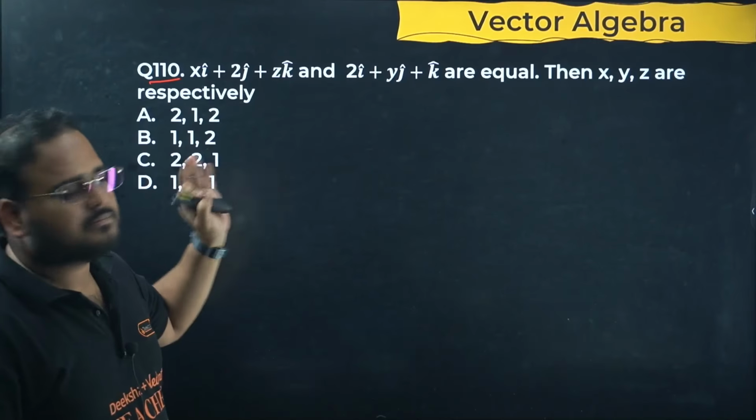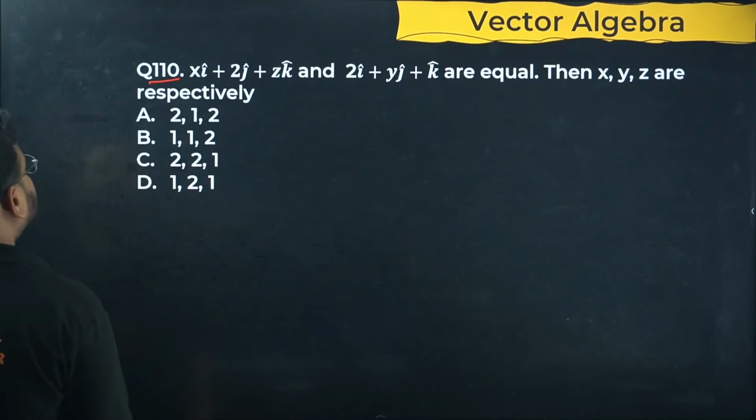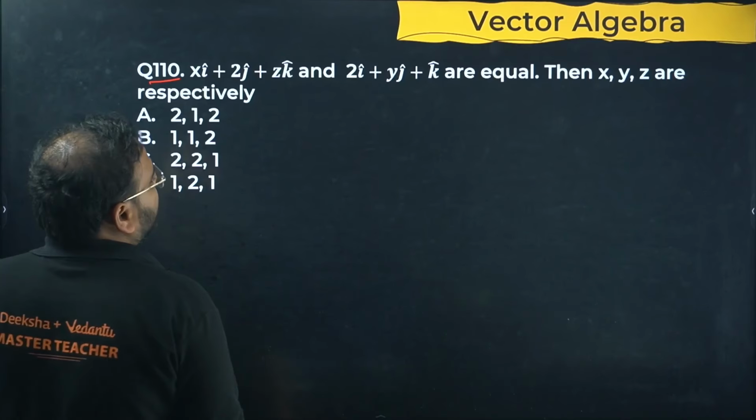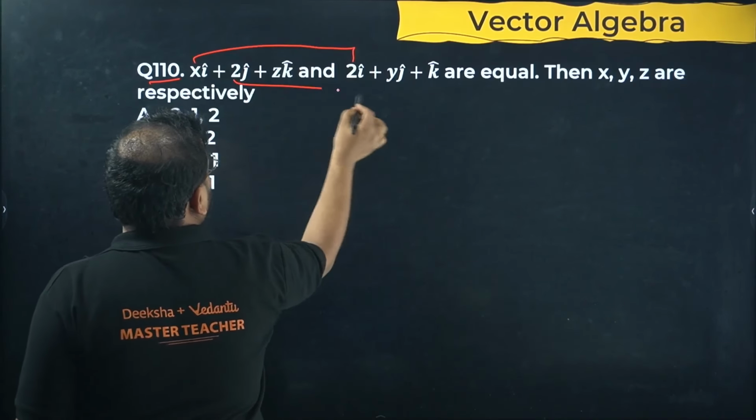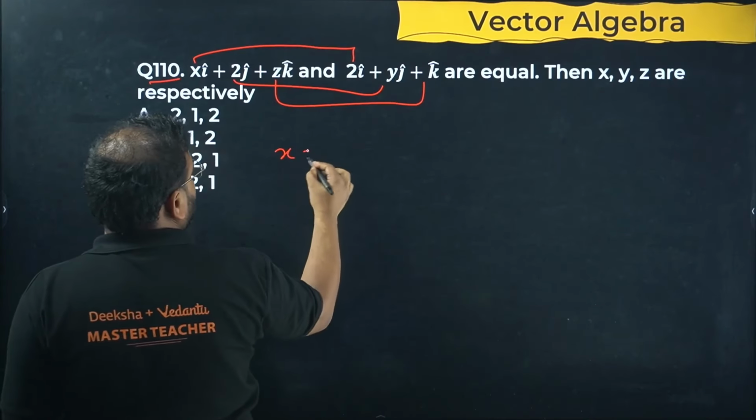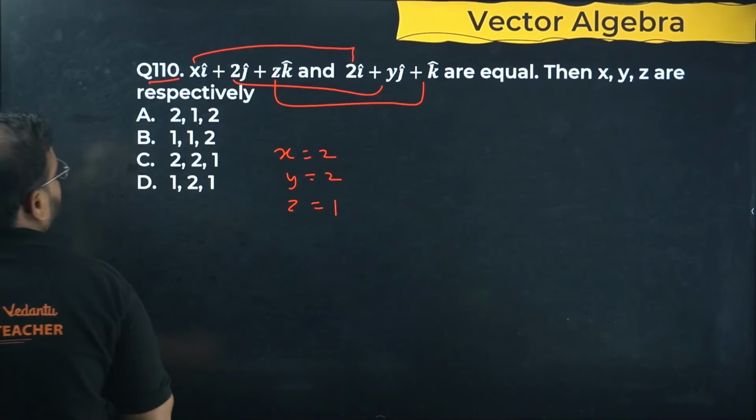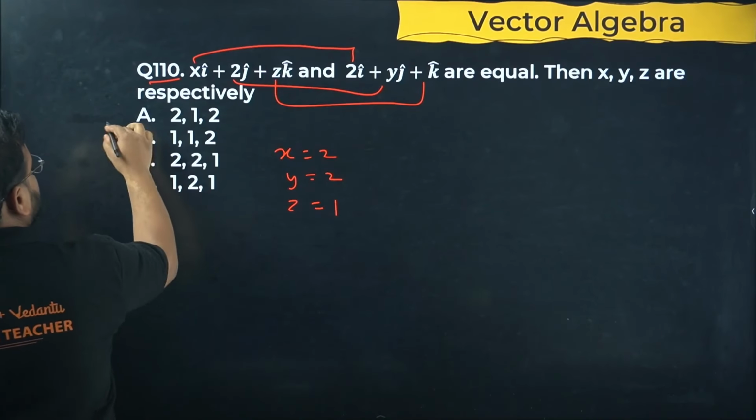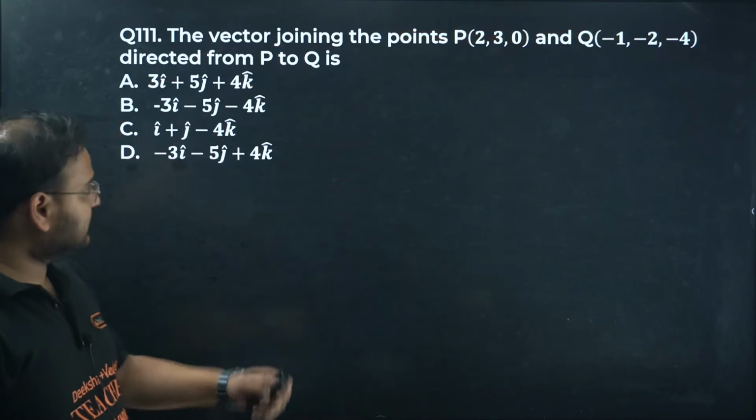Let's check. Okay. Vector 3D has 3 marker. So we'll just check right now. X, 2j, 2zk. They're equal in nature. Equal means x should be equal to 2, 2 should be equal to y, and z should be equal to what? 1. So x is 2, y is 2, and z is 1. If you feel some other answer is there, let me know in the comment section, okay?